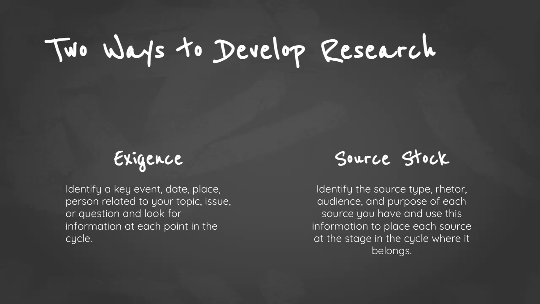There's another way you can do this though. If you already have done a bunch of research, or this first way seems a little cumbersome to you, maybe a little limiting or confusing, then what you can do is just do the regular research on your topic and then use the tool to sort your sources to where they belong on the cycle by identifying the source type, the rhetor, the audience, and the purpose of each one.